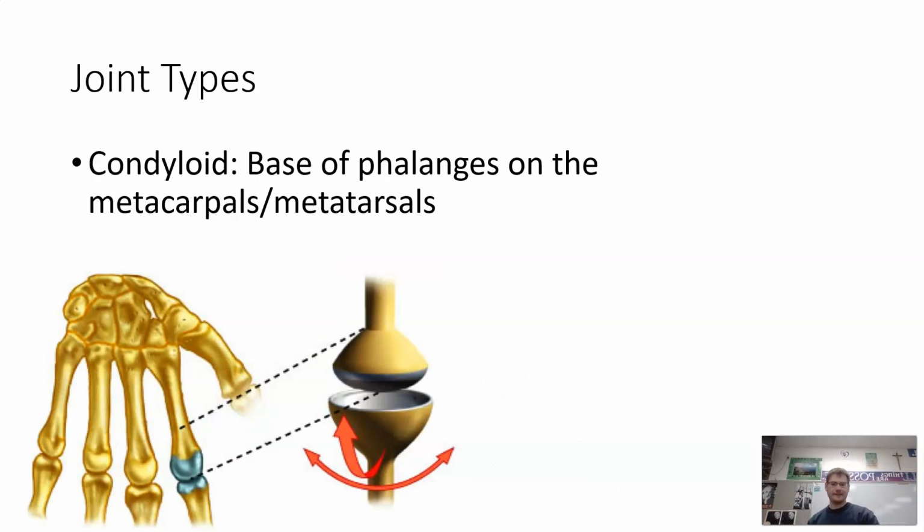Condyloid. This is another type of joint. It's kind of like a bowl or a pestle and mortar type thing. So that's the bowl on the bottom. And then there's kind of an insert here. But you can get some circular motion like with your fingers, but it's not as full as a ball and socket joint, but it's very similar.